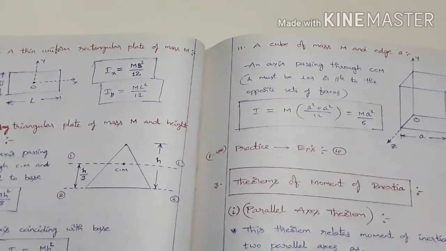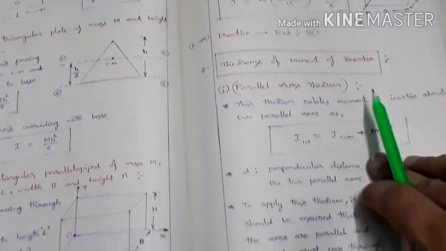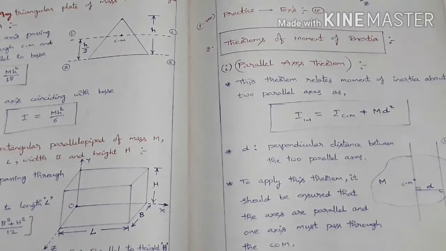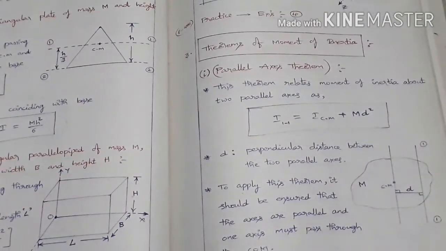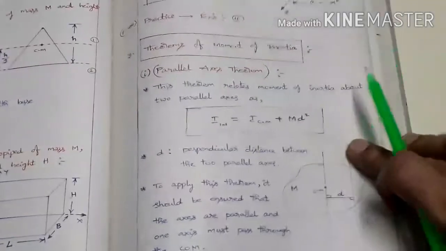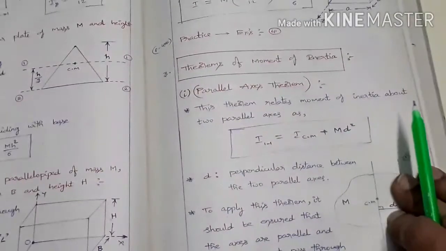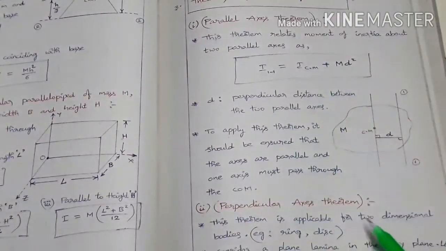Next one is theorems. So theorems of moment of inertia. The above formulae correspond to standard bodies and standard axes we have considered. So what if a body is given to us and we have to find the moment of inertia about any axis? In this case, these two theorems come in handy. The first theorem is the parallel axis theorem and the second one is the perpendicular axis theorem.